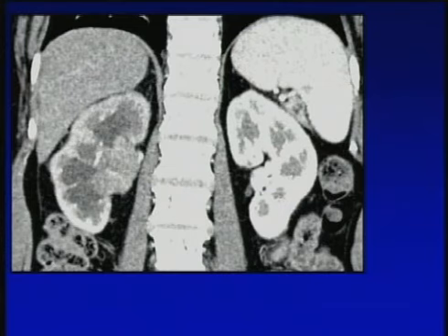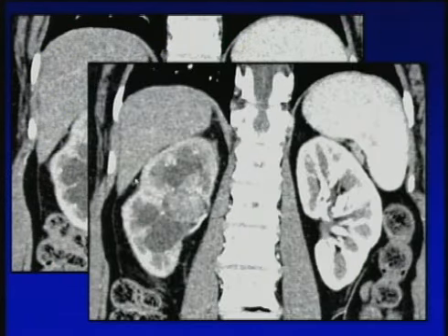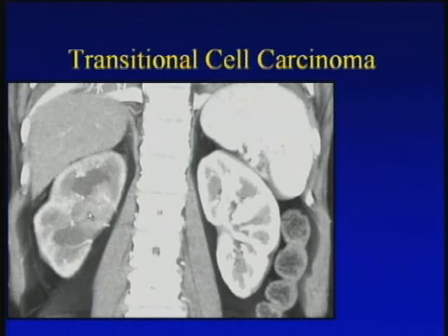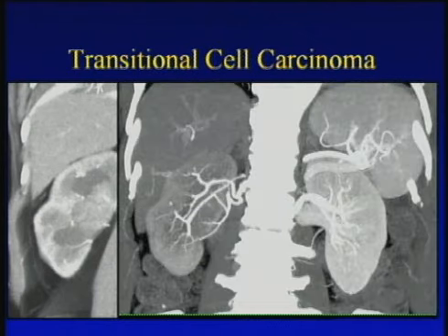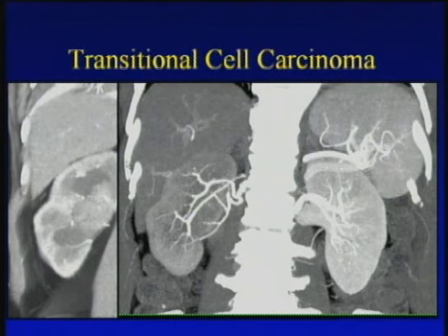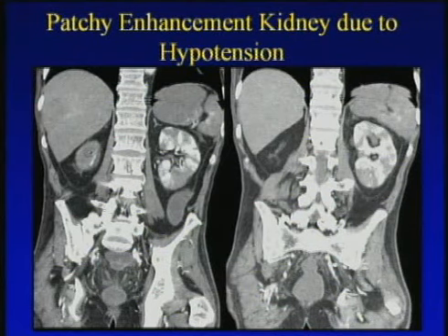And here's one more example with a larger mass in the right renal pelvis. Again, the intensity is decreased compared to the contralateral kidney. You see the infiltrating mass. We go to the volume rendering and then go to the MIP where you see the vessels are stretched, but there's no real neovascularity. Very classic for a transitional cell carcinoma.